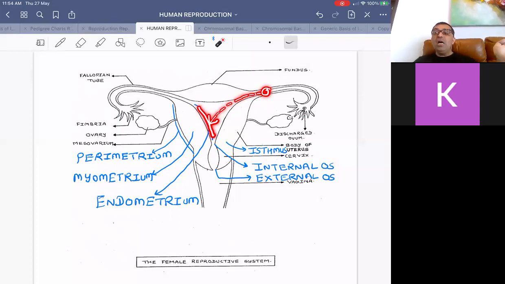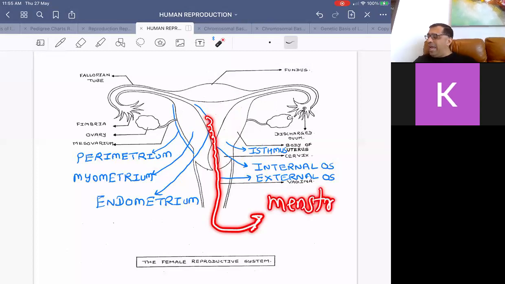As a matter of fact, as soon as the unfertilized egg drops on the endometrium, the endometrium bursts. Blood vessels burst. Uterine glands burst. And mucus glands burst. Blood, mucus, uterine milk, and the unfertilized egg come out from the uterus through the vagina out of the human body, and that phenomenon is called menstruation.